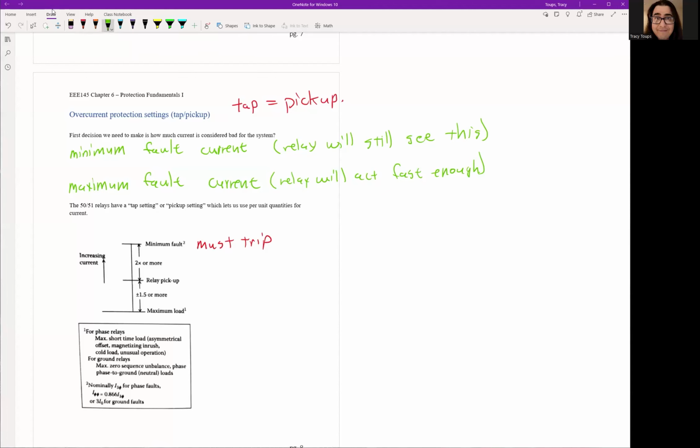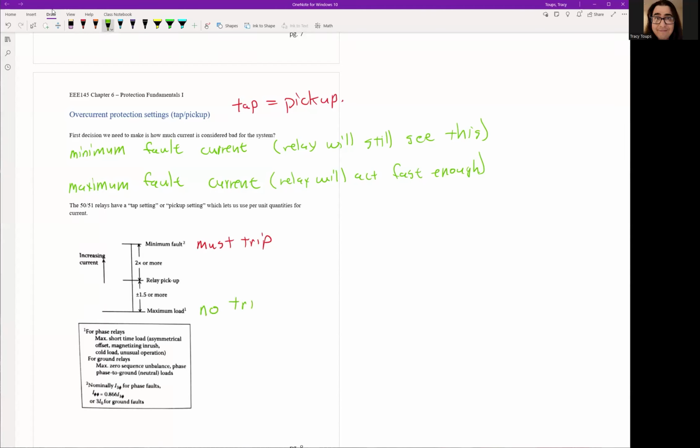But we don't want to make it too low that we trip under loading conditions. Right. So what happens if you're just sitting here, your AC is running, everything's running in your house, you're not causing a fault. But if I set my relay too sensitive, it might see that your house is a fault because you have too much load current, and then we'll kick you offline, which is terrible because now we're dropping customers for no reason. So we need to make sure at the maximum load, we don't trip.